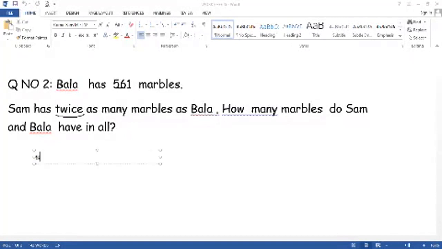Write down the solution over here in your notebook. You will start your work from here where I am writing. First you are going to multiply, let me just write it down. 561 multiplied by 2. Once you know the meaning of 2 times, it means your concept is clear and you understand what you need to do. Now you will do the rough work in the corner. You will multiply 5, 6, 1 by 2.